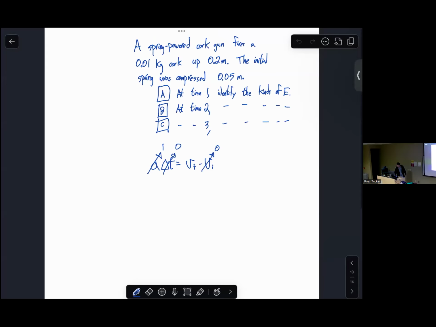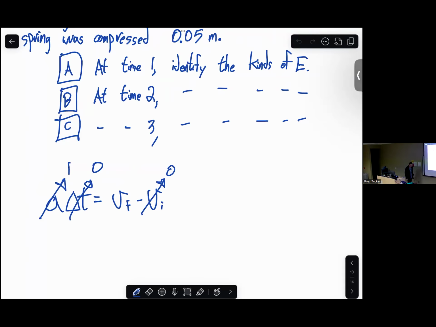Okay, so at time 1, there is no kinetic energy. Again, I will reflect on this. Which direction does the cork go? Up. At the beginning of the problem, how high up am I? Am I starting at the bottom? Am I starting at the middle? Or am I starting at the top of the motion? I hope you conclude that at the beginning, when the cork is in the barrel, I am low, I am down, I am not yet up.